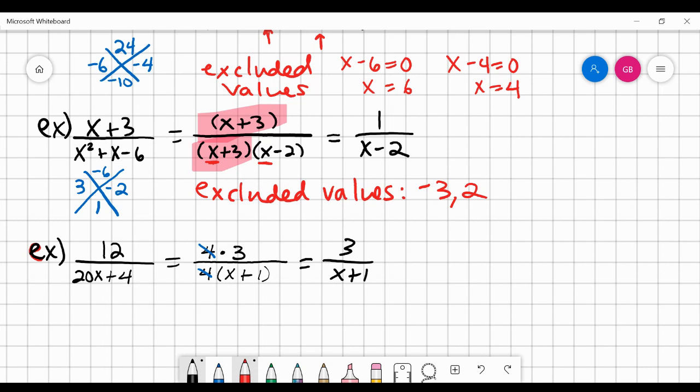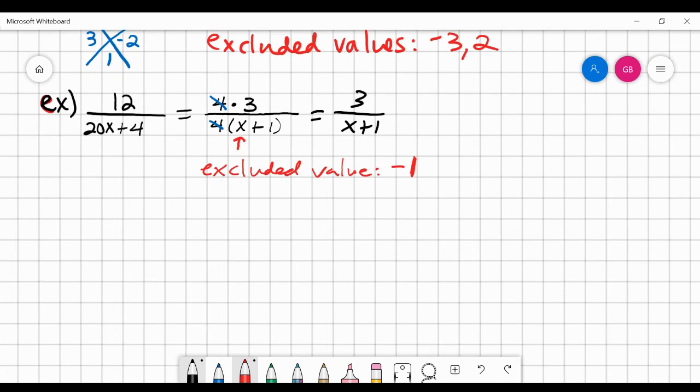For this one, there's only one excluded value. What is going to make the denominator 0? Negative 1. Because negative 1 plus 1 is 0. So this one only has one excluded value. Okay, let's try a couple more examples and you should be ready for your practice.